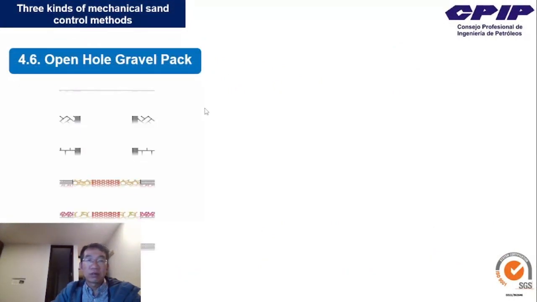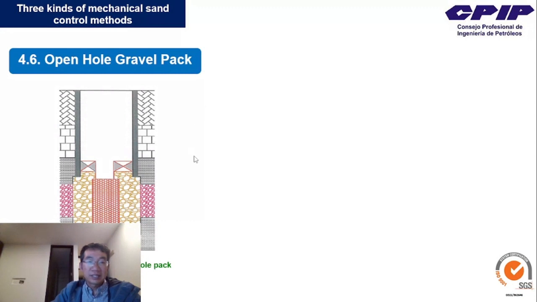4.6 Open hole gravel pack. We can see in this picture the diagram of the open hole gravel pack. We drill the well and set the casing here, and then drill a larger hole in the production formation and hang the liner. Then we put the gravel in the open hole, just like this.